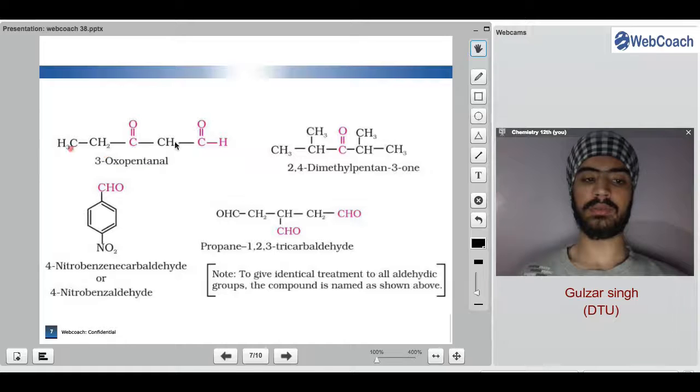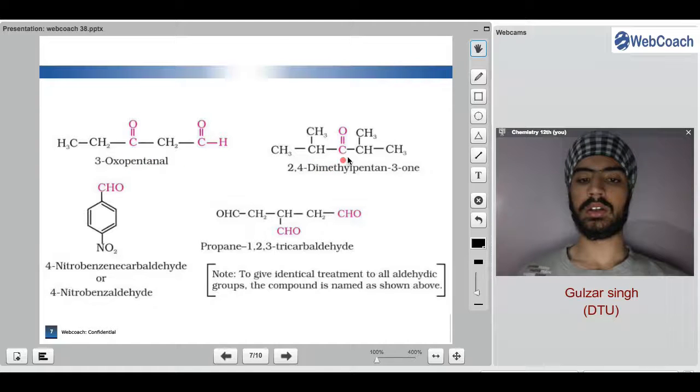This is another example, oxopentanal, where we have both ketone and aldehyde on the same chain. So 3-oxopentanal, 1, 2, 3, 4, 5. We give the priority to the aldehyde group.